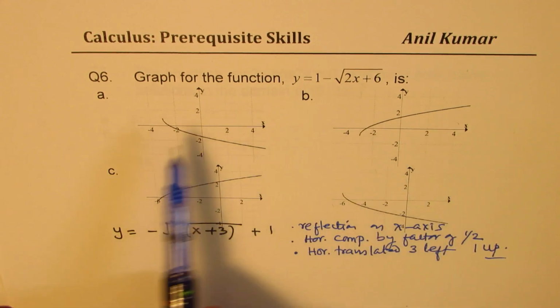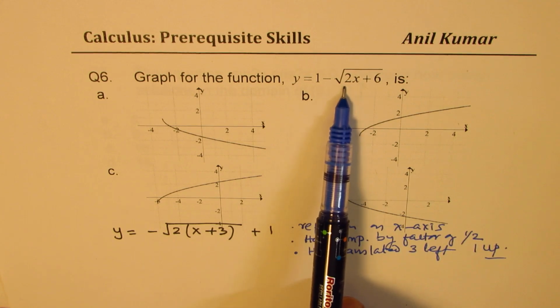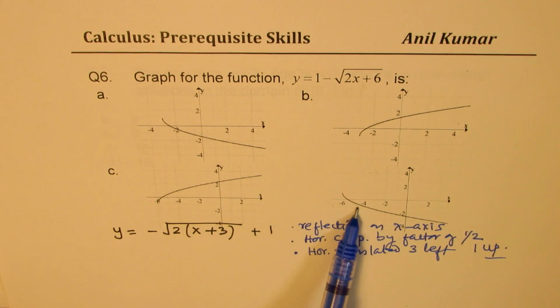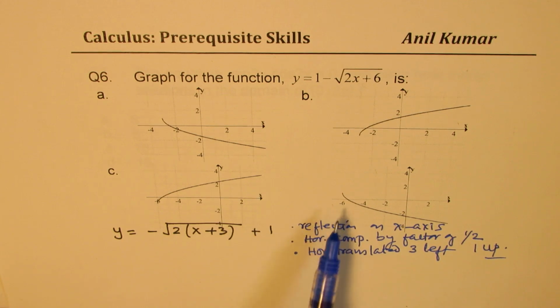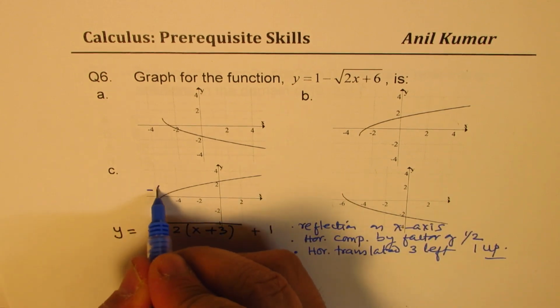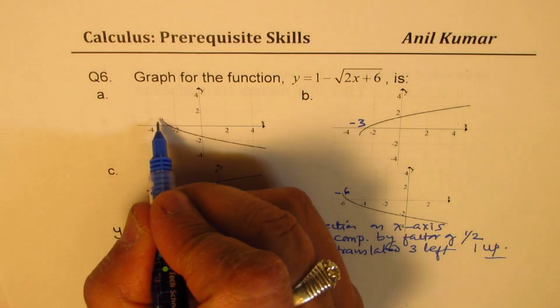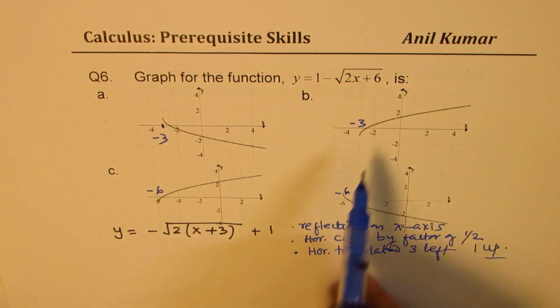Now which of these graphs satisfy all these conditions? A mistake you could make is, if you don't factor 2 out, you will think it has translated 6 units left. So these two are 6 units left. They are wrong answers. Do you get the idea? They both are -6 and -6. So this is -6 here, this is also -6. These two are at -3 and this point is -3. So these two are wrong.